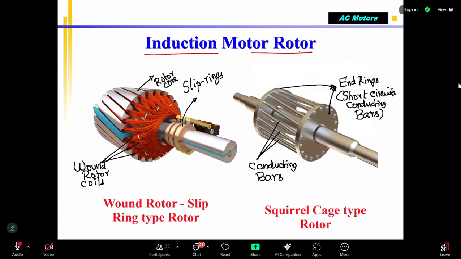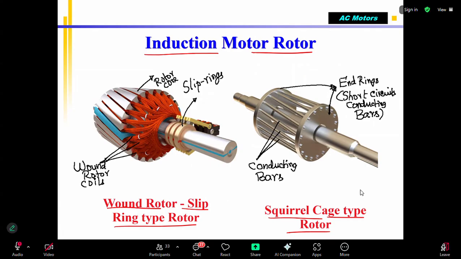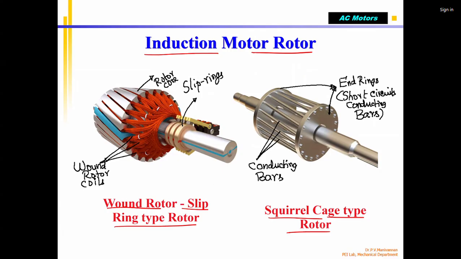Induction motor rotor. There are two types of rotor. One is called the wound rotor, or slip ring type rotor. The other one is called the squirrel cage type. The squirrel is a small animal, correct? If you see the nest of the squirrel, it takes whatever materials, like coconut shell, and makes something like this, not properly.